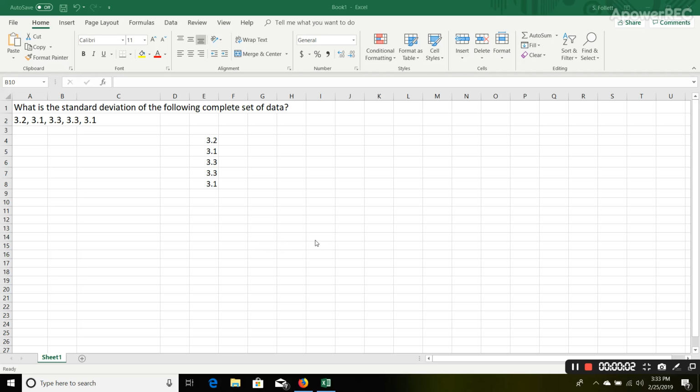Okay, what we got here is question 17. The question is, what is the standard deviation of the complete set of data? Key word here is complete. So this isn't a sample. This is actually the entire population.